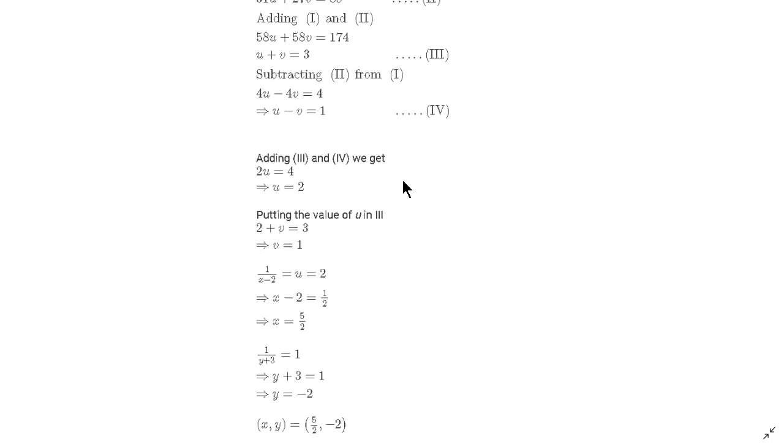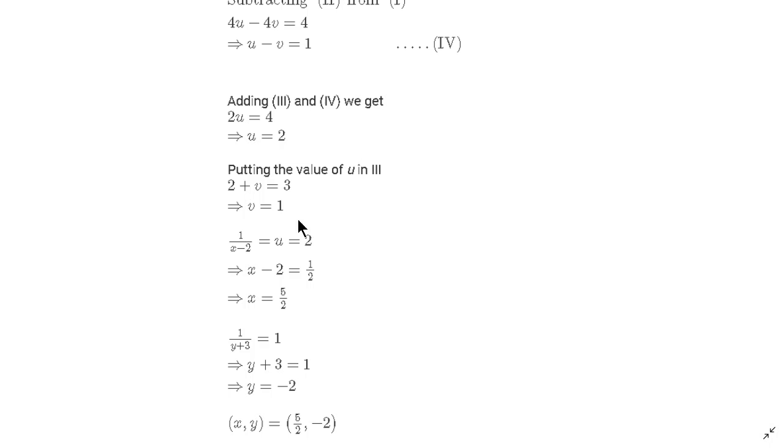Similarly, when we subtract, we get 4u minus 4v is equal to 4, and we will divide again by 4. So 4 cancels, u minus v is equal to 1. So these are the equations, u plus v and u minus v. We can add these again. When we add these, 2u is equal to 3 plus 1 is 4, u is equal to 2. Put this u again in any of these equations, we will get v is equal to 1.